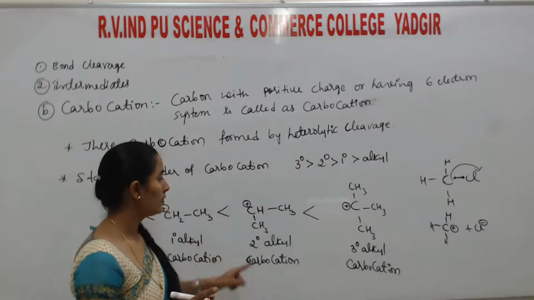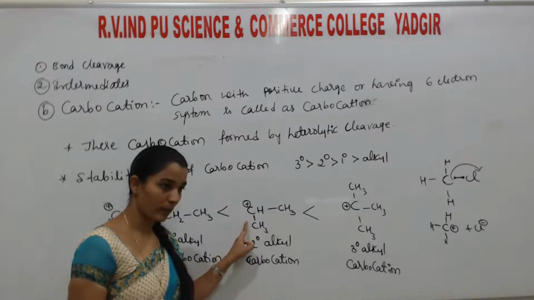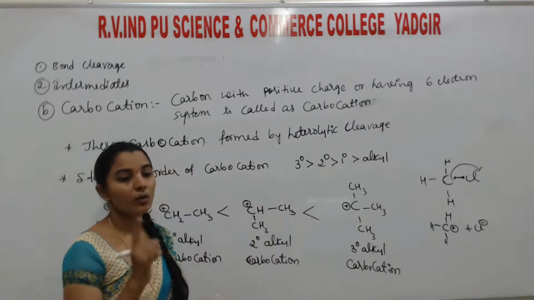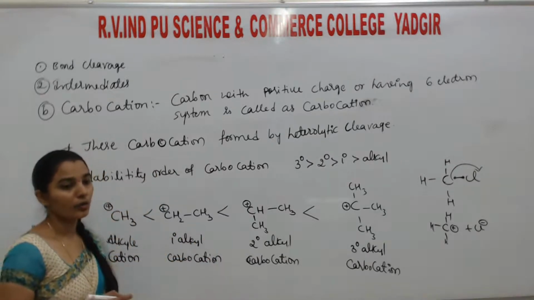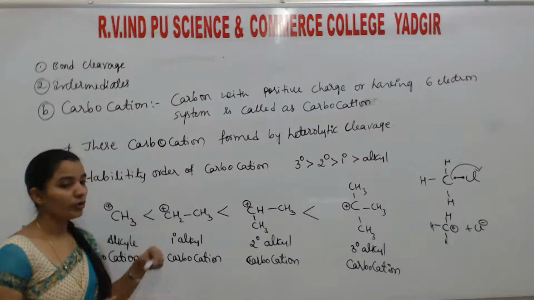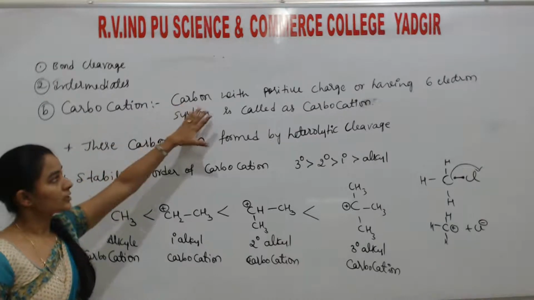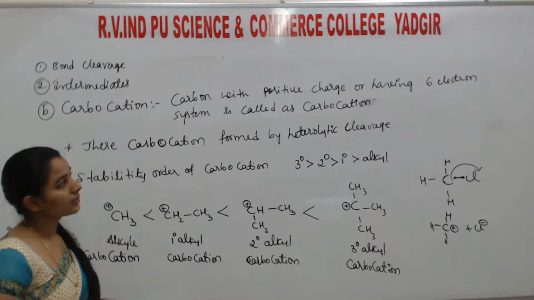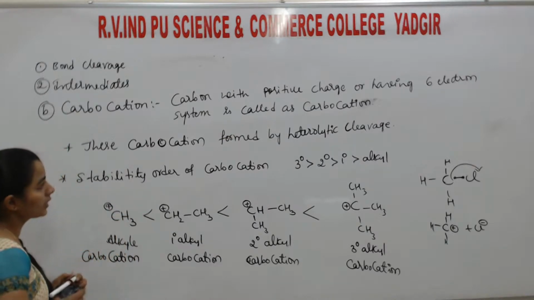So what is this primary, secondary and tertiary? I told you, this is always written with respect to the carbon atom. Primary, secondary and tertiary won't change. Only the change is free radical, carbon ion and carbocation. Understood? So this is about carbocation. Carbocation means a carbon with a positive charge and having 6 electron system.